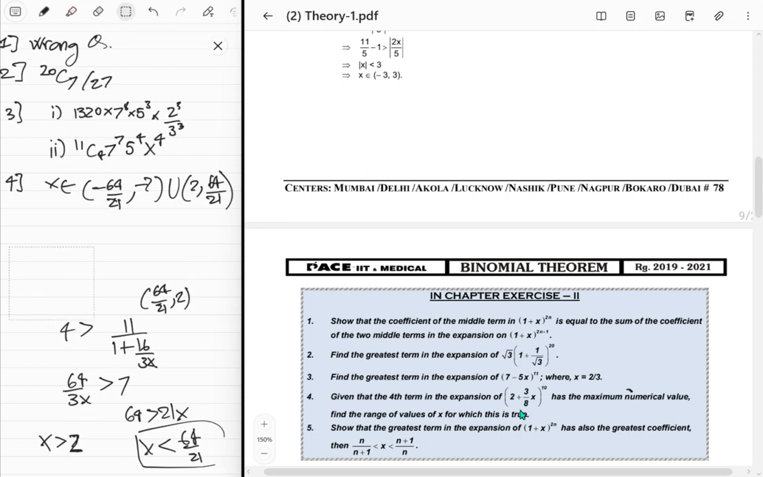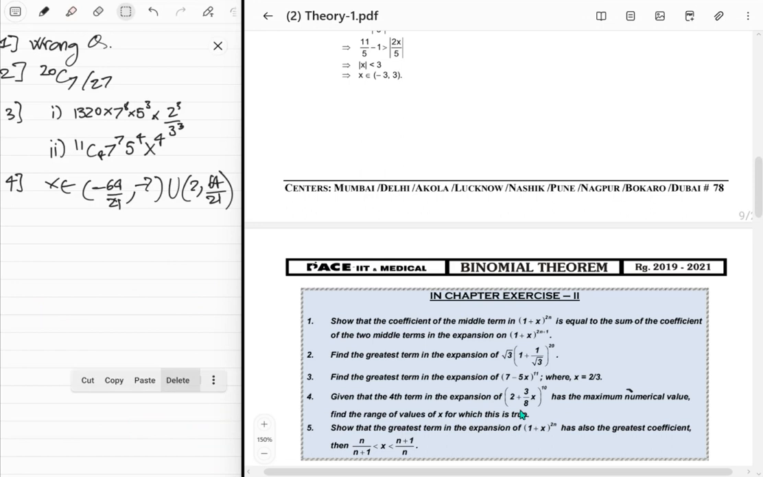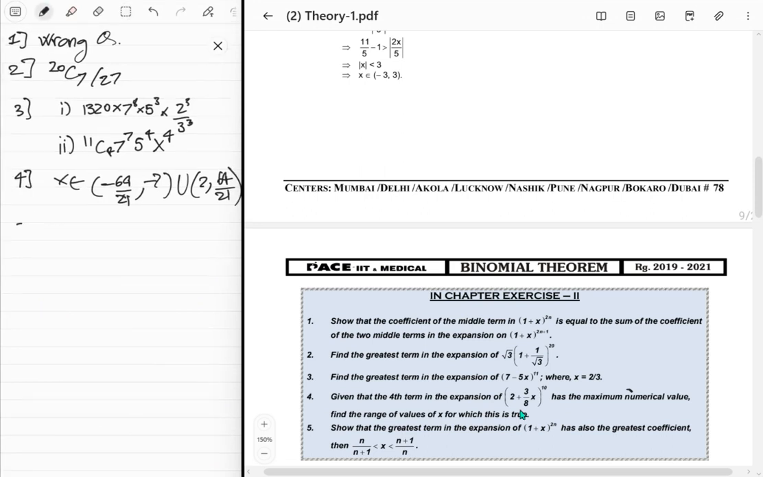Okay, so now you got the range for x. Delete this. Now let's go to the fifth. Only 5 questions over here. Show that the greatest term in the expansion of this has also the greatest coefficient. Fine. So the greatest term in the expansion of this, we can't figure out directly.